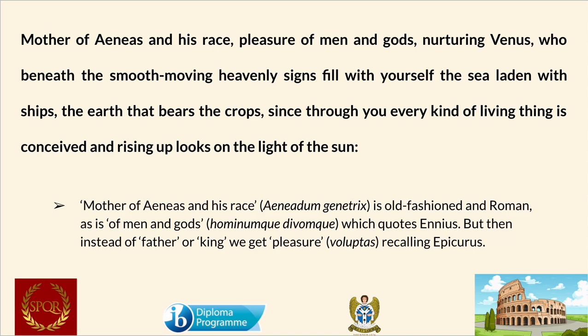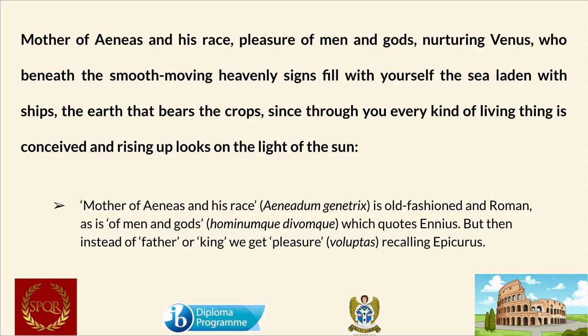And it's worth noticing, I think, that the very beginning, the first few words, is very old-fashioned and Roman. Mother of Aeneas and his race. It's immediately invoking that story that we get in Virgil about Aeneas and his mother being Venus. This is classic Roman mythology that Lucretius is referring to. Also, this phrase, of men and gods, hominumque divomque. This is a very old-fashioned Roman phrase. It quotes an earlier Roman poet, Ennius, who was very old-fashioned and so on.